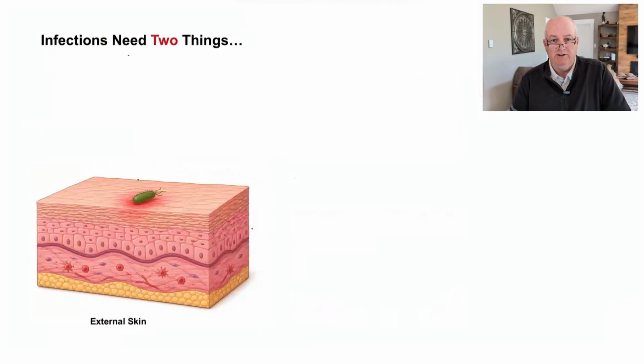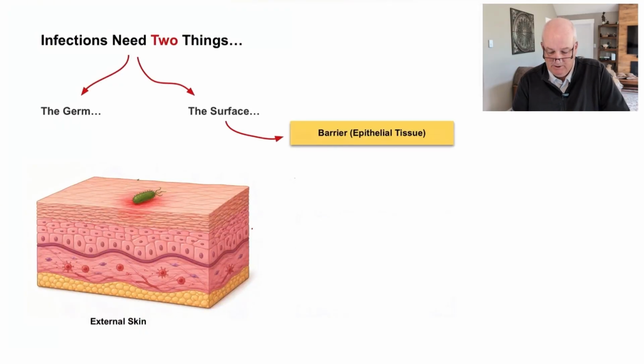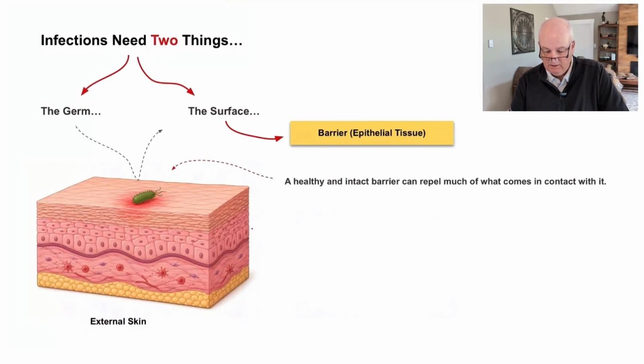Now, infections need two things to take place. First, we need the germ, the microbe, the bug that will cause the infection. Second, we need a surface for it to land on. Both of those things have to be present in order for an infection to take place. Now, when that surface is healthy and functioning well, it can repel a lot of these exposures to the bugs we get right here. Now, this barrier on the outside of our body is very obvious.